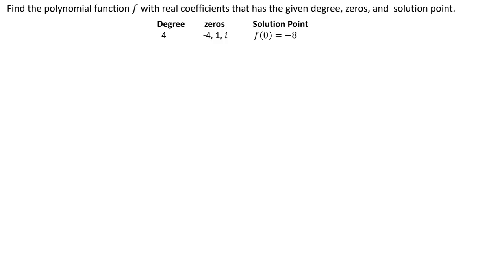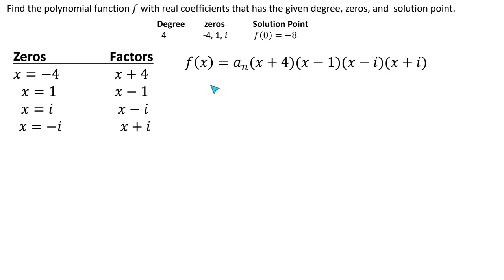So now we have: find the polynomial function with the given information. So now what they want us to do is find the actual equation. And here I know that this is degree 4. They give me 3 zeros and then give me a solution point. So let's look at our zeros closely. So we have x equals -4, x equals 1, x equals i. Since I have degree 4 and I have a complex 0, then the conjugate is also a 0. So I can include x equals -i as one of my zeros.